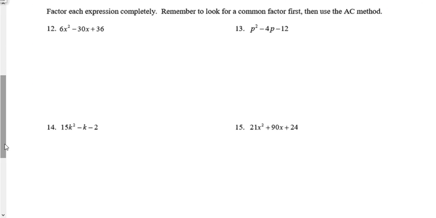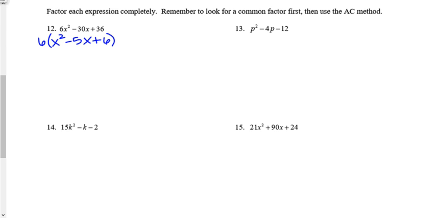Factor each expression completely. Remember to look for a common factor first, then use the AC method. So this is just some factoring practice that we can do. At number 12, I can factor out a GCF of 6, and I'm left with x squared minus 5x plus 6.